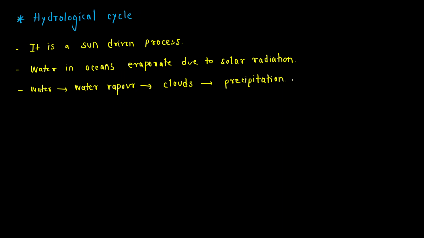Now there are many forms of precipitation. So what are the forms of precipitation? The general form that we know is rain, or rainfall. There is something which is called drizzle also, that is very light rain. Then snowfall is also one of the forms of precipitation. Then we have sleet, and then we have hail. So these are the various forms of precipitation.